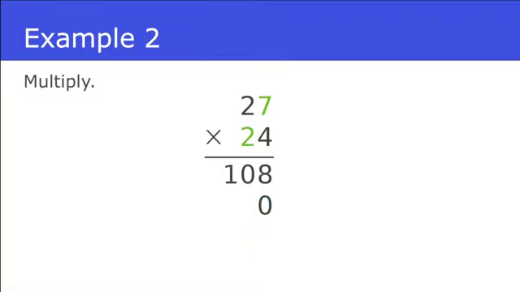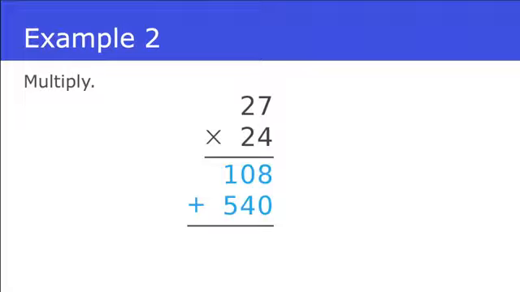Start with 2 times 7. 2 times 7 is 14, which means that we again need to regroup. Bring down the 4 first, and then write the 1 above the next digit we're going to multiply by, which is this 2. 2 times 2 equals 4, plus the extra 1 from regrouping equals 5. This shows that 27 times 20 is 540.